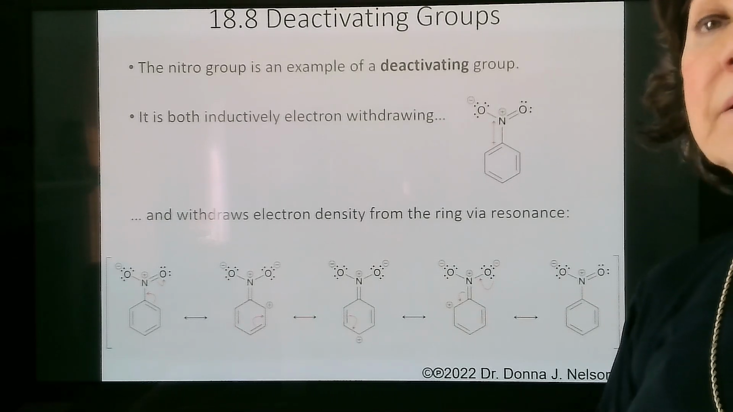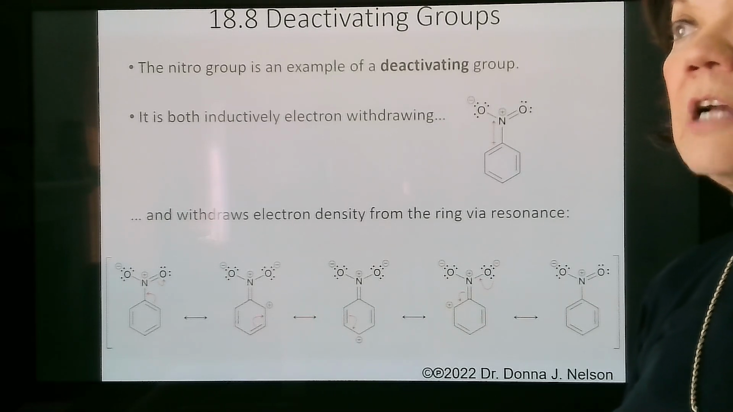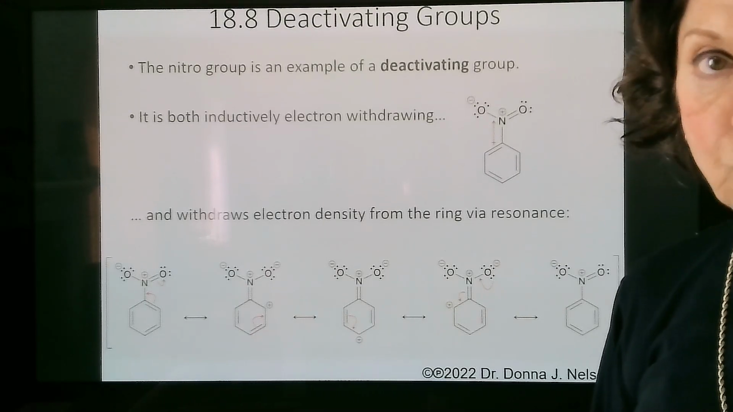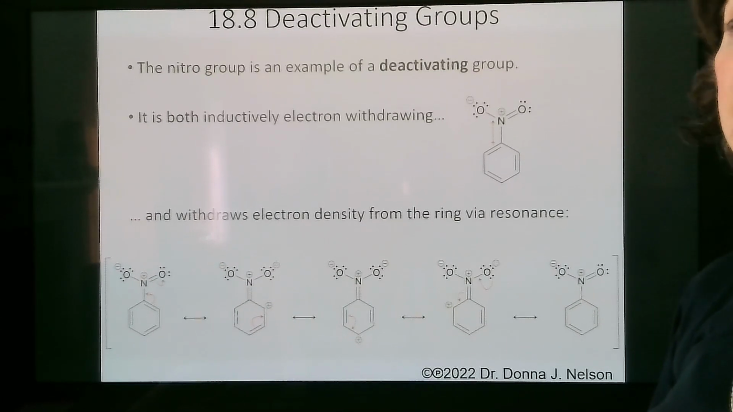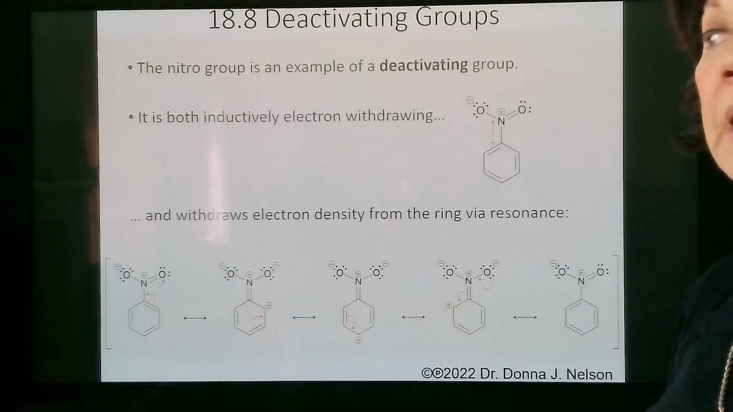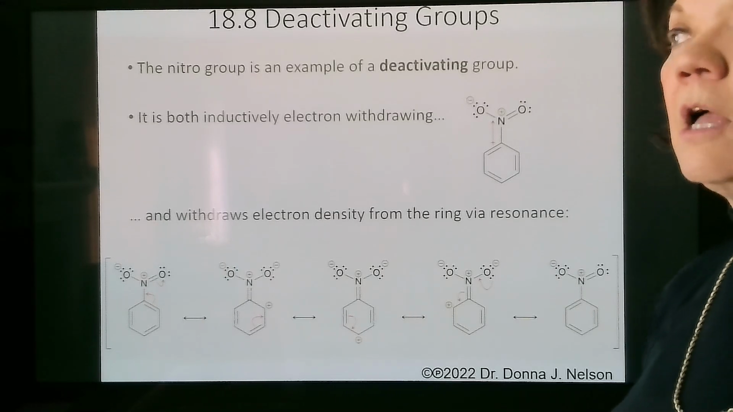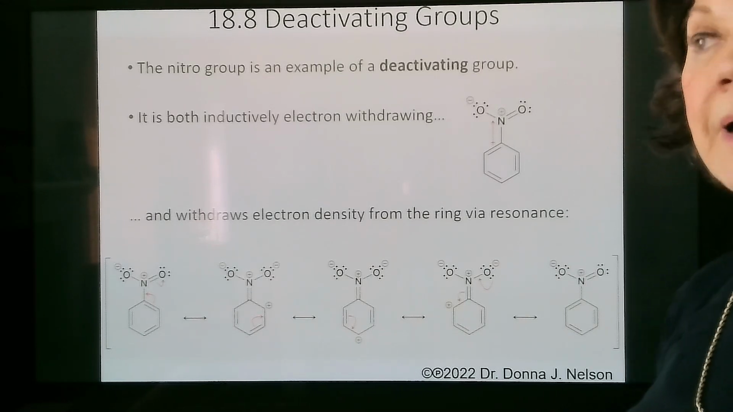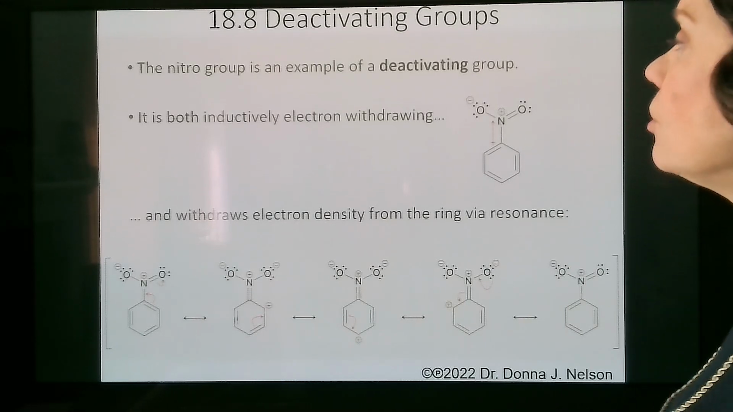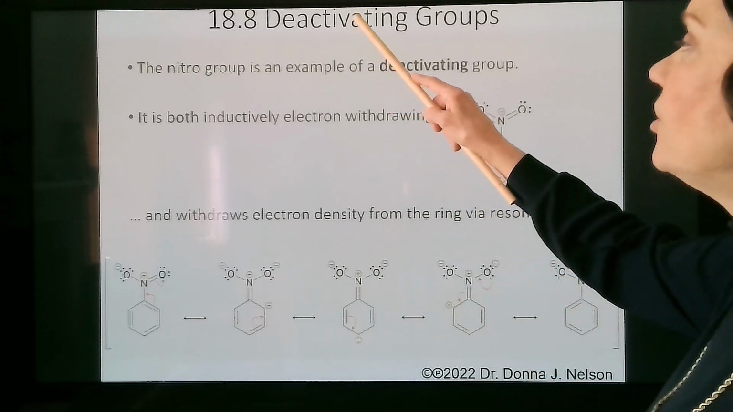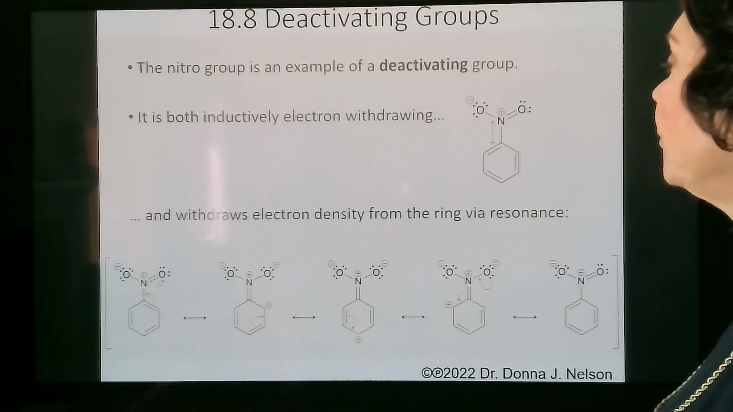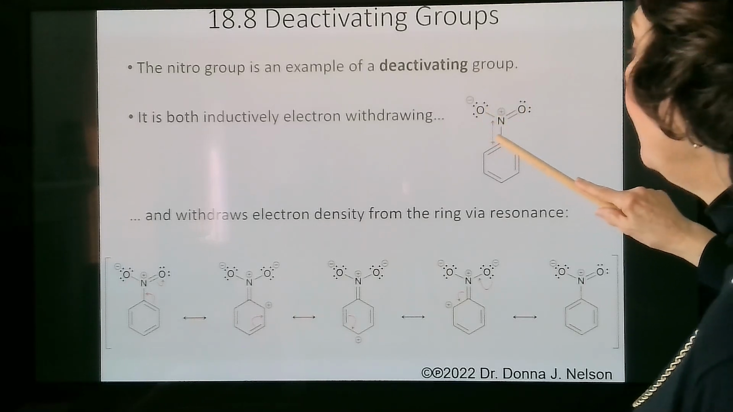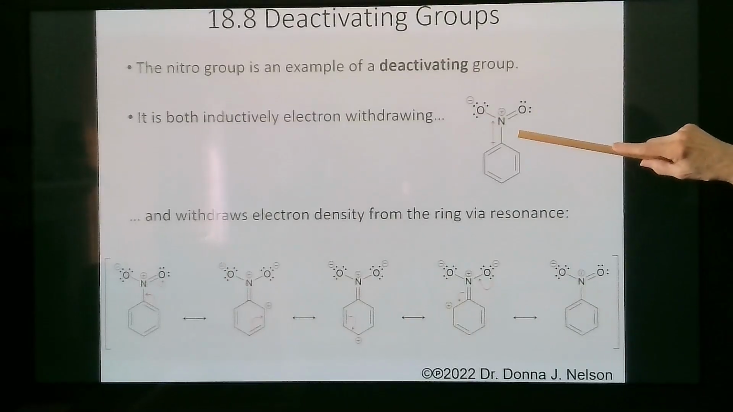Now, that is a discussion that applies to all of the activating groups, electron donating groups, either through the sigma system like the alkyls or through the pi system like methoxy. Now we're going to discuss deactivating groups. So the nitro group is deactivating.